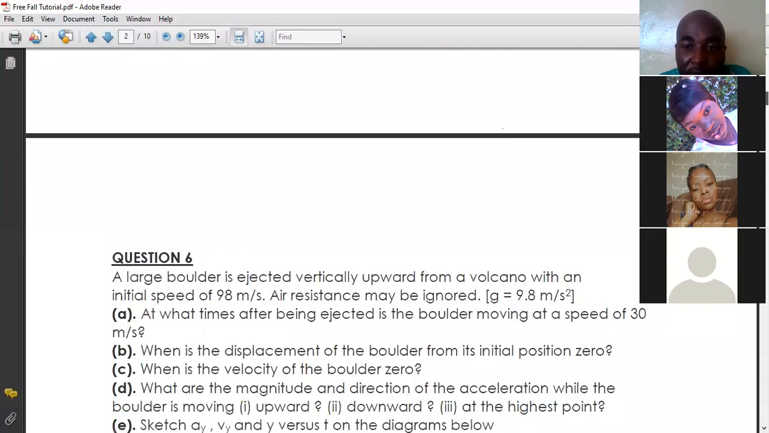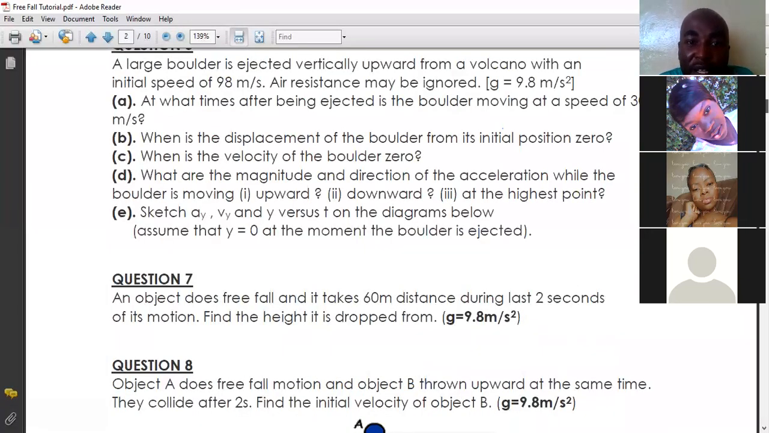It's in the question. At what times after being ejected does the boat have the speed of 30 meters per second? Are we okay, Monday? Madam Monday, are we together? Yes, sir, we're okay. All right. Okay.